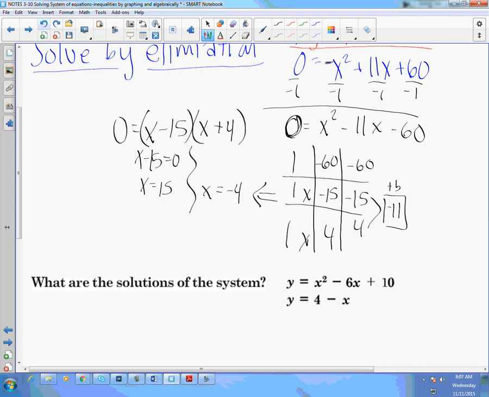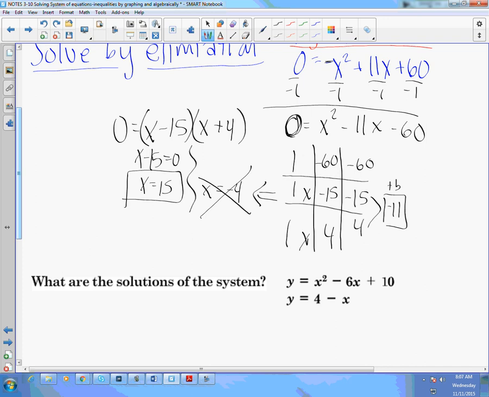Which one makes sense in our problem? Not the negative 4. Why does the negative 4 not make sense? Well, what does that represent? Does it represent people? It represents days open. So before they were open, both pool A and pool B had the same number of people attending, 0, right? So it doesn't make sense to talk about negative 4 days before they opened. x equals 15 would make sense.